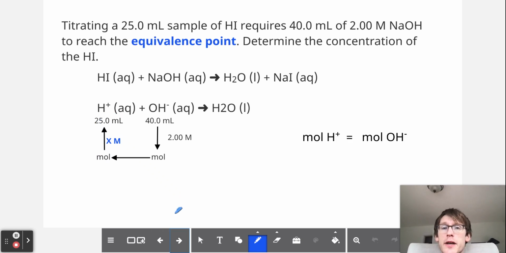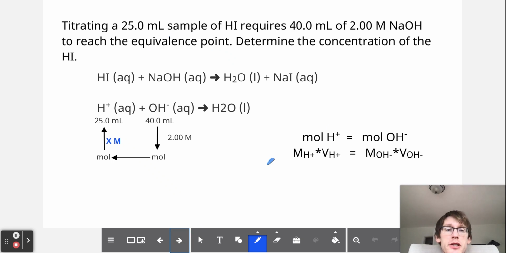However, another way of looking at this, since we're talking about the equivalence point, by definition is when our moles of hydroxide and our moles of hydronium are equal, we could use a modification of the dilution equation. The dilution equation was M1V1 equals M2V2, and that just meant that the moles of solute before you dilute are equal to the moles of solute after the dilution. Similarly, the moles of H+ are equal to the moles of OH- based on the molarity times the volume on each side being equal.